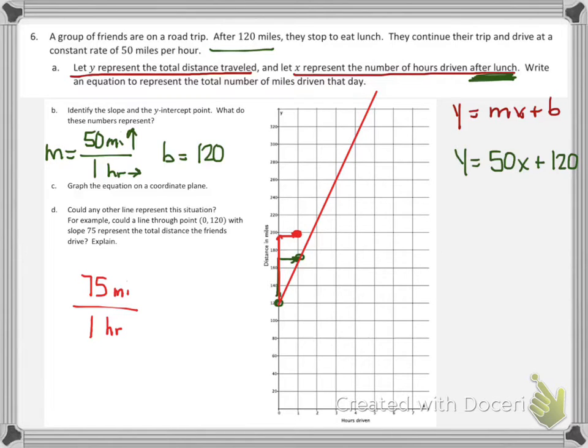So yeah, the line could be different if they're going faster, right? If they go faster, then they're going to go farther in the same amount of time, and that's going to give us a different slope and a different line when we graph it.